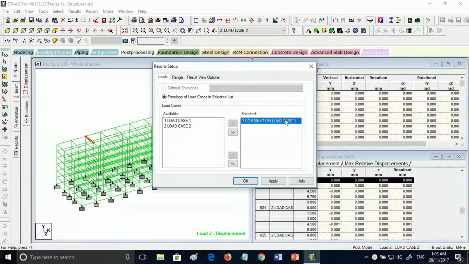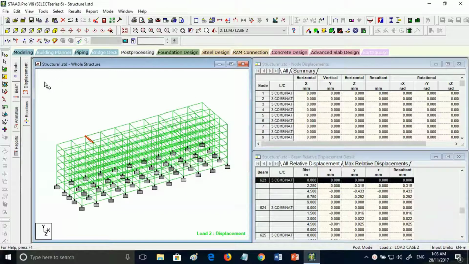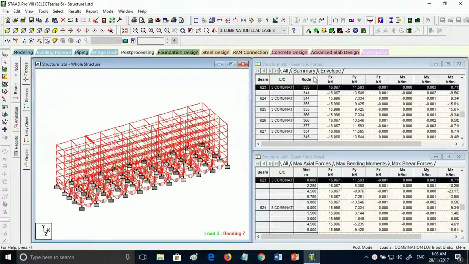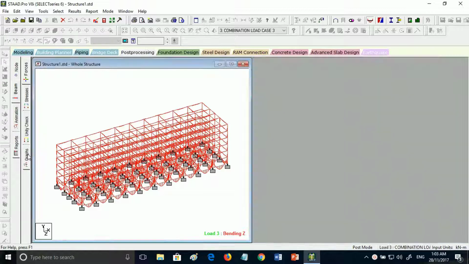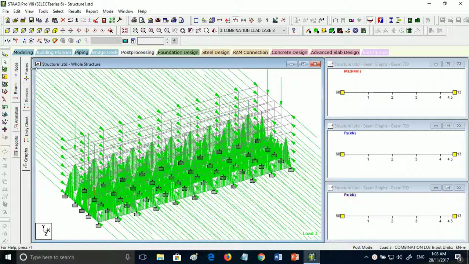For the last analysis, we will assess the structure by applying horizontal and vertical load to it, and we will then identify the maximum force and also bending moment in the X, Y, and Z directions. For the maximum force in the X direction, it will be at beam 700 with the intensity of 322.19 kilonewton, and this will be the shear force and also bending moment diagram.